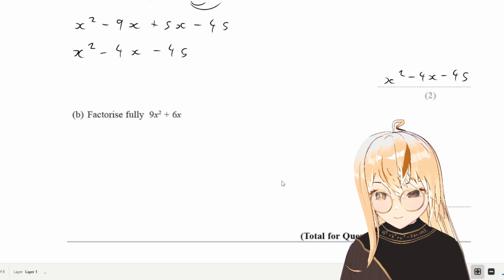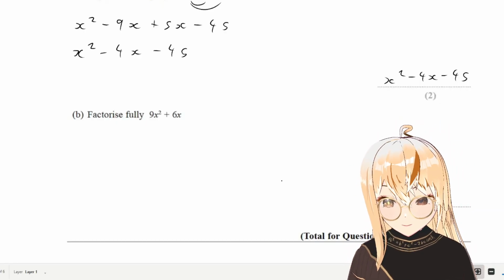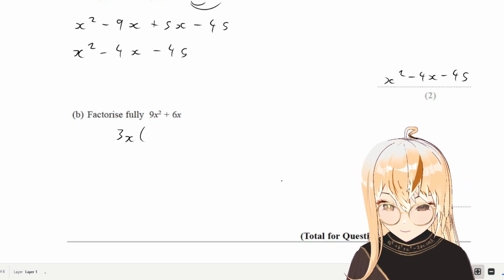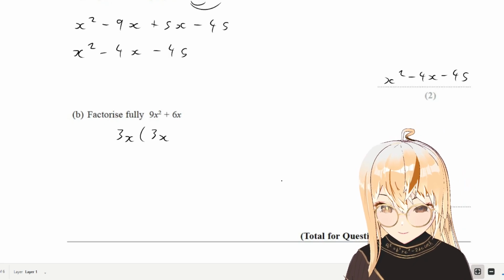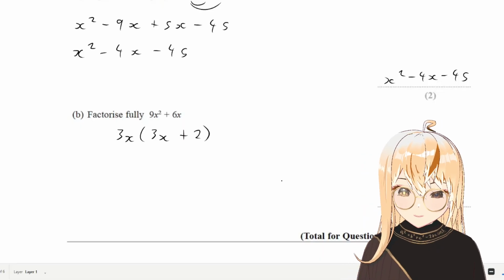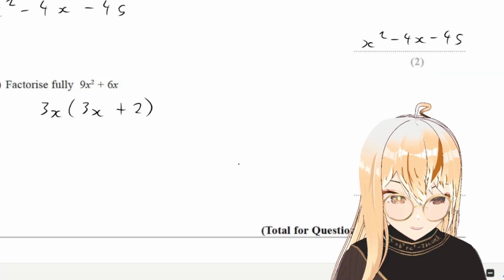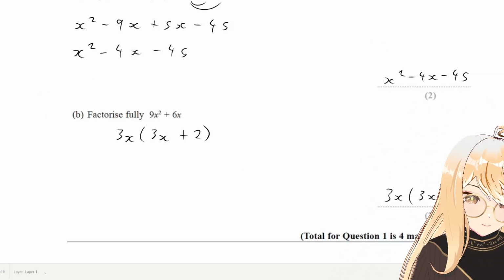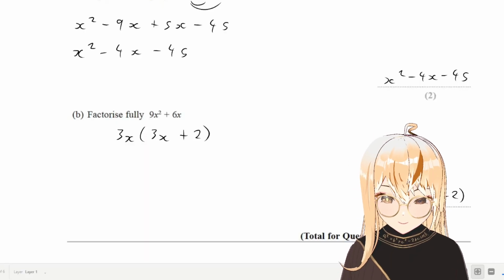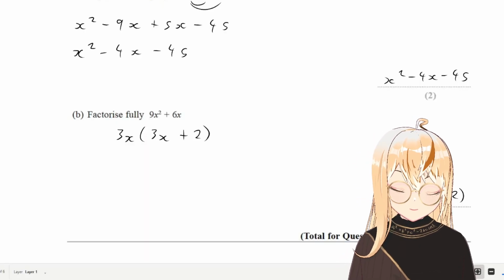And then we need to factorize for part B. What's our biggest factor? It's 3x again. So 3x, and then we would have 3x again, because 3x times 3x is 9x squared, plus 2, which gives us plus 6x. So you do not want to be missing out on marks on these. And these are very important because they are probably going to appear quite a lot. So it'll be great if you could get to grips with this as soon as possible.